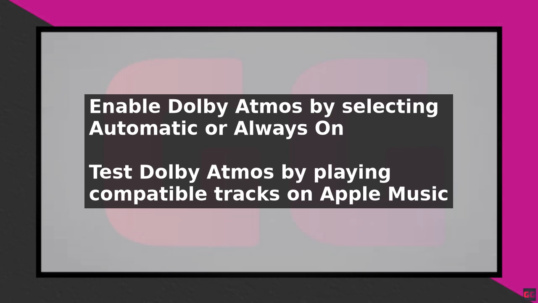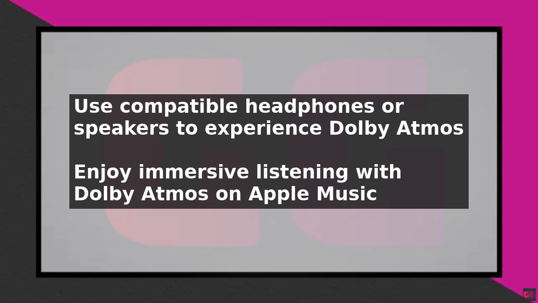After enabling Dolby Atmos, you can test it by playing a Dolby Atmos track on Apple Music. You can find Dolby Atmos tracks by searching for Dolby Atmos in the Apple Music search bar. Many popular albums and songs are now available in Dolby Atmos, so you should be able to find something to test the feature. Keep in mind that to fully experience Dolby Atmos, you will need to use compatible headphones or speakers that support this format.